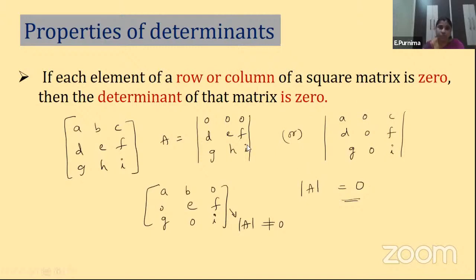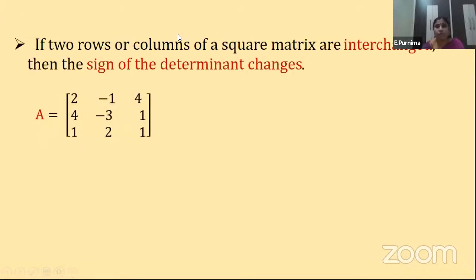Is it clear? And the second property is, if two rows or columns of a square matrix are interchanged, then the sign of the determinant changes. Clear? So this is the matrix we have taken, children: 2, minus 1, 4, 4, minus 3, 1, 1, 2, 1. This was the same sum as before. What was the determinant we got for this one? Just now we did, 37. Yes, we got the determinant as 37. Now the statement here is, if any two rows or columns of a square matrix are interchanged, what does that mean?